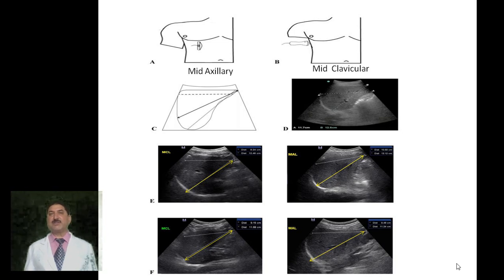The common cause of enlarged liver is fatty liver, and the commonest cause of shrunken liver is cirrhosis.